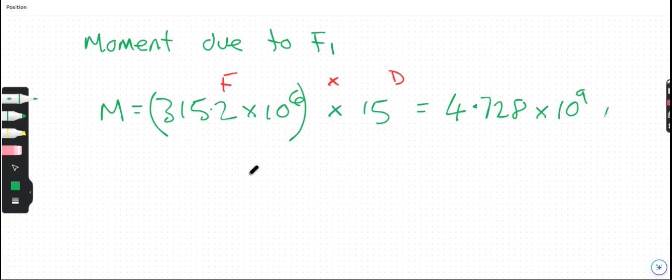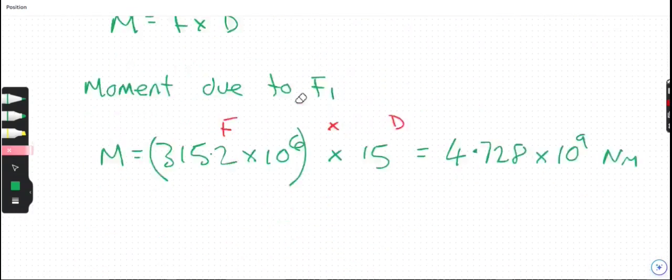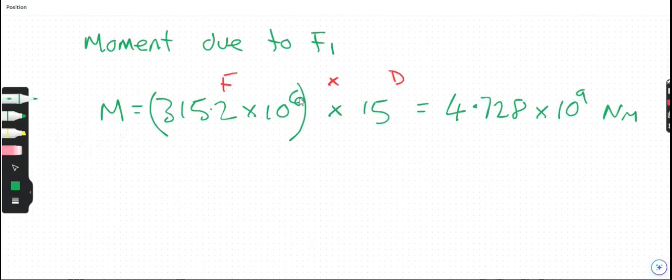It's force times distance, so it's Newton meters. And which way is it trying to go? Well, here's my F1 there, look, and it's trying to spin it that way, which in my book is clockwise. So I'm going to put clockwise on here. CW stands for clockwise. So that's my moment due to F1, which is my biggest one, because F1 is the biggest force.